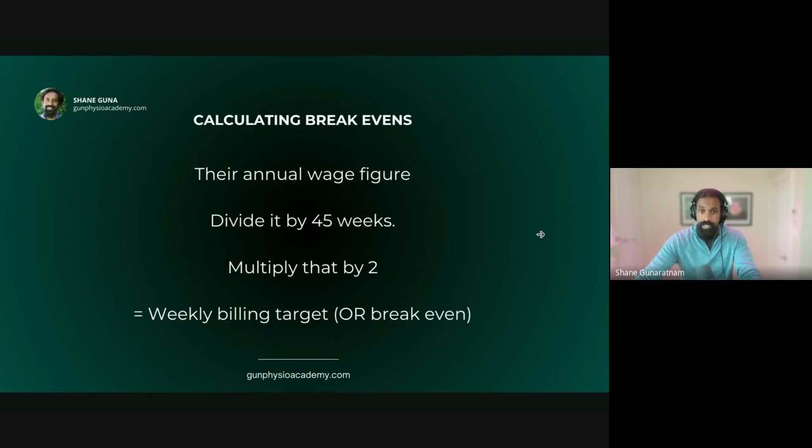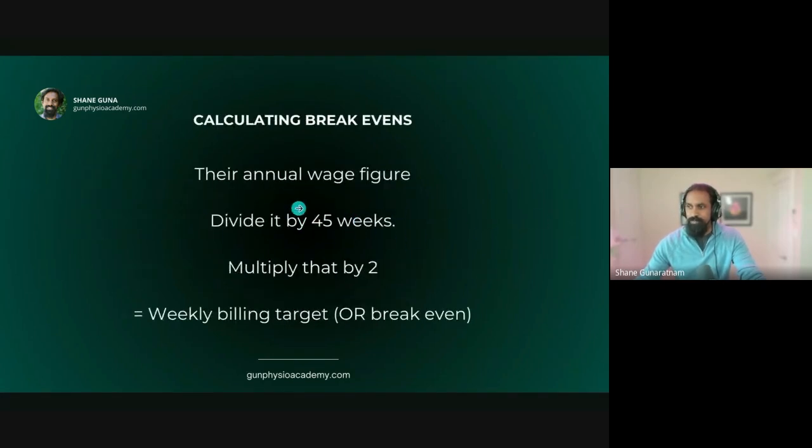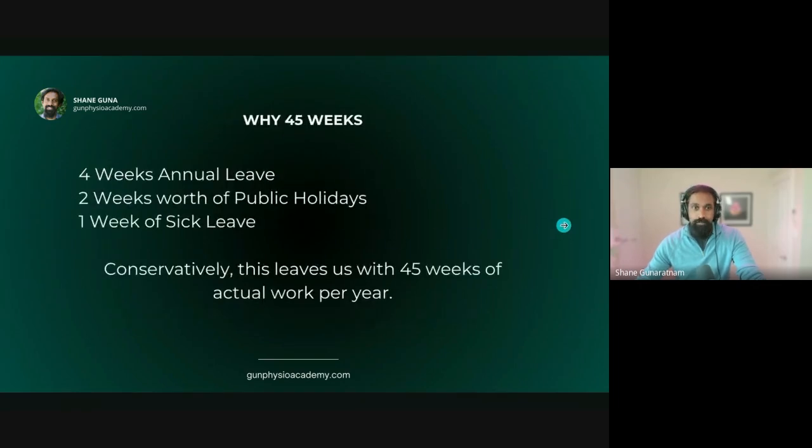And from here, we're going to get stuck into calculating some break-even numbers. So I just want to say before we jump in, the reason I do this calculation by 45 weeks is because we're paying for 4 weeks of annual leave, essentially 10 or 11 days of public holidays, 2 weeks' worth, and at least a week of sick leave. So what we find is this 45 probably isn't even that conservative anymore.